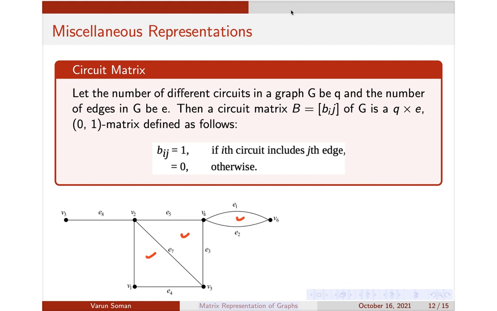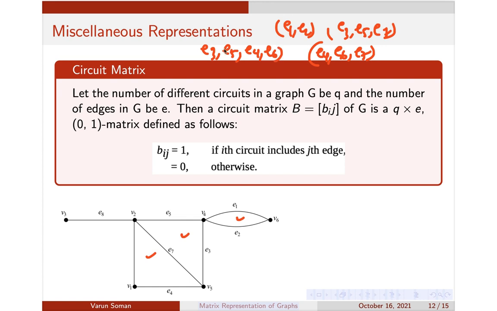I'll write down the circuits here. One circuit is just E1, E2. Another circuit is E3, E5, E7, this triangle portion. Next one is E4, E7, and I'll call it E6, so E6, E4, E7. One more circuit is the full graph, that is E3, E4, E5, E6. So 4 circuits are there.